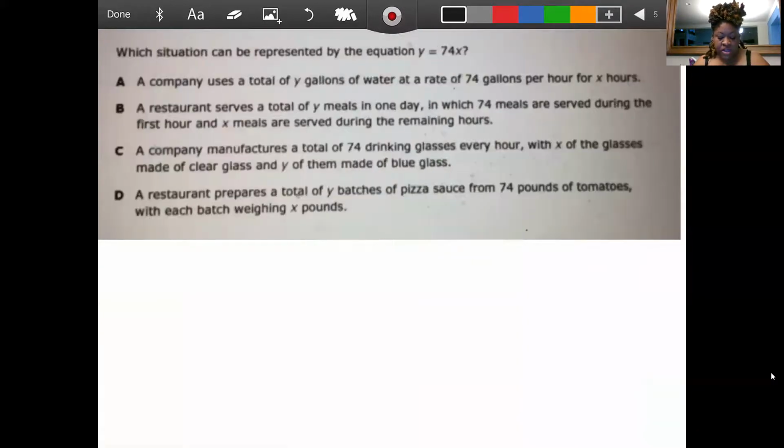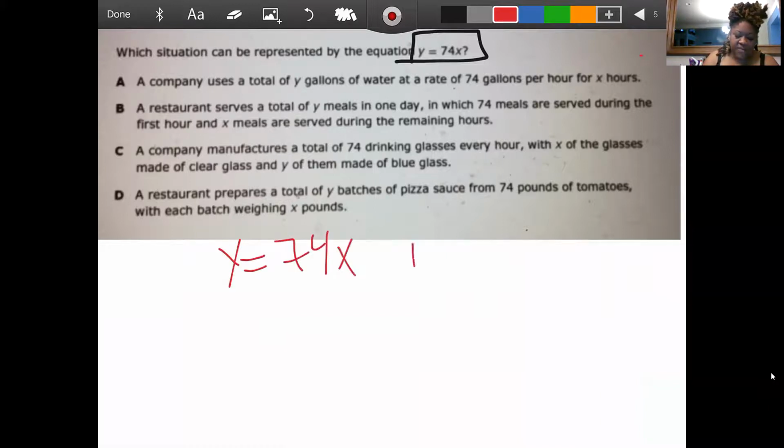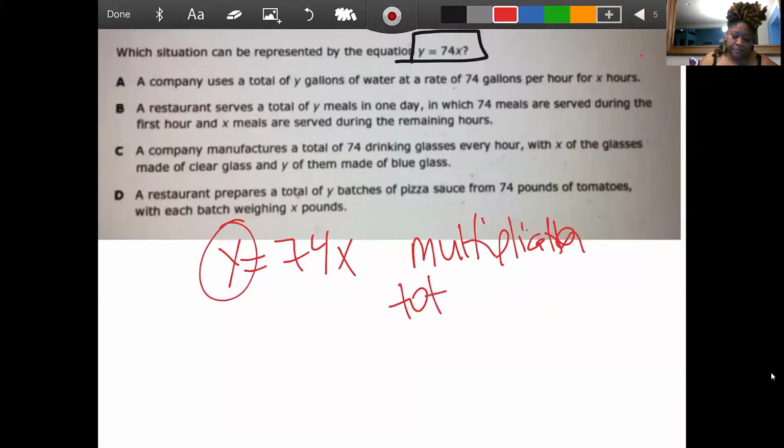Okay? Which situation can be represented by the equation y equals 74 times x? So there's a couple things I want you to know. First of all, you have y equals 74 times x. What operation is that? Multiplication. Okay? So that'd be easy to get rid of the answer choices that are not multiplication. The second thing I need you to do is ask yourself, what's the total? The total is y. It's not 74, it's not x.